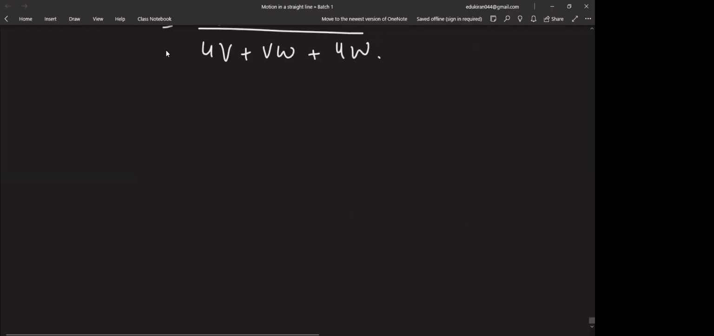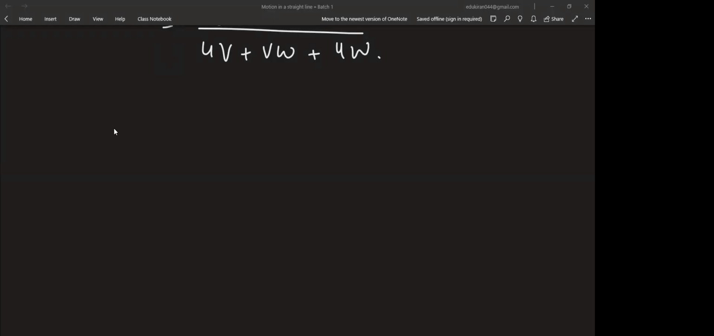Okay, your second question. It says that a car travels the first half of the distance between two places at a speed of 40 kilometer per hour and the second half at 60 kilometer per hour. You have to find out the average speed. See, you know, time is equal to distance upon speed.